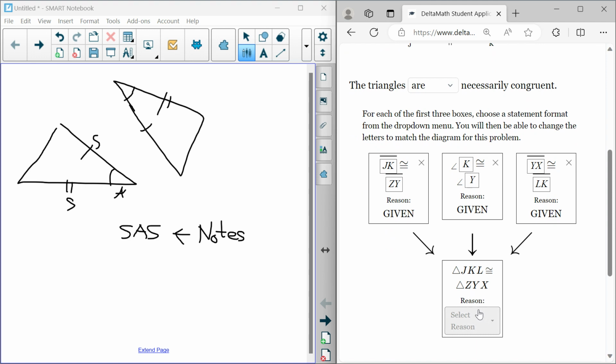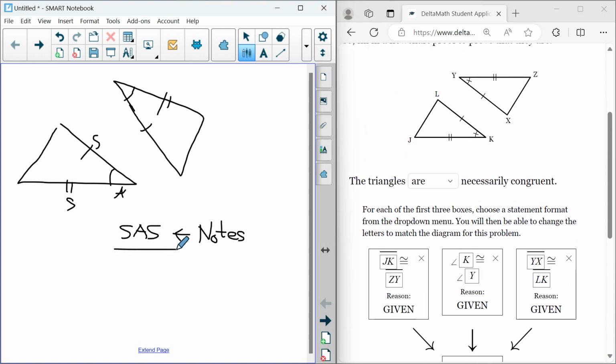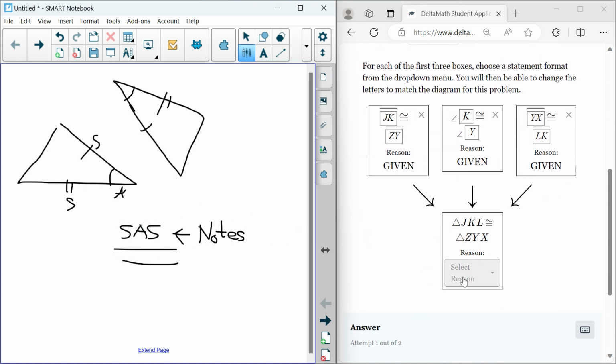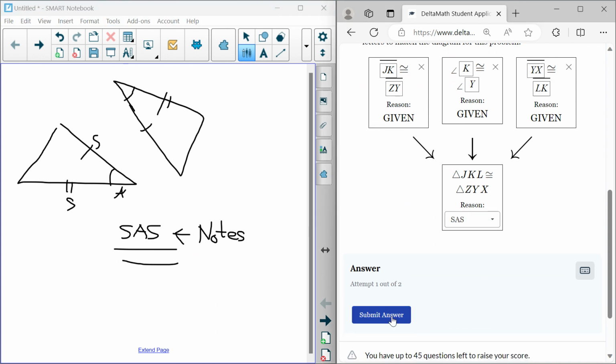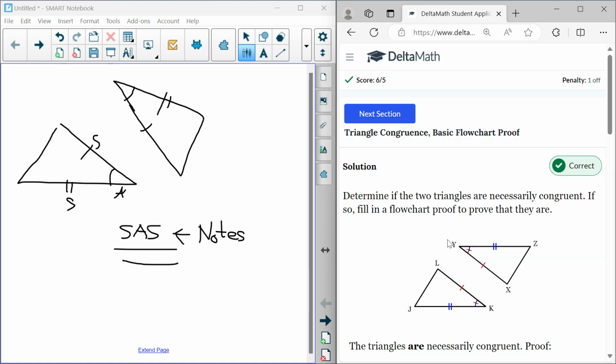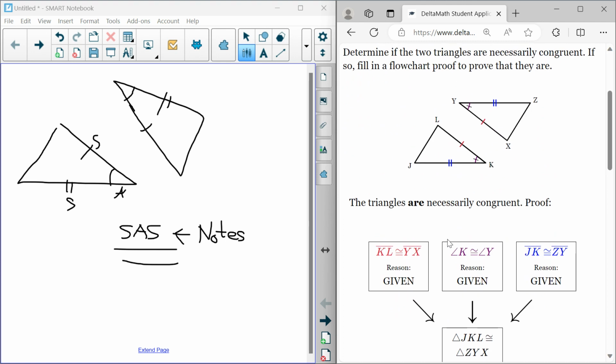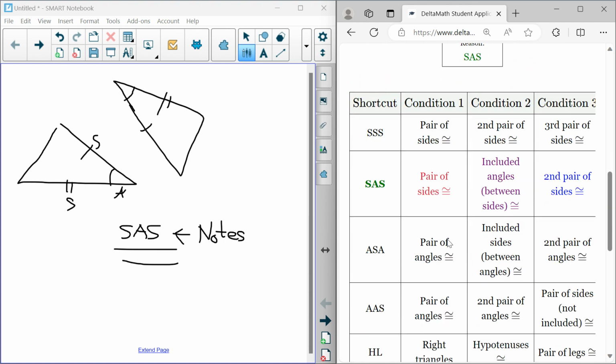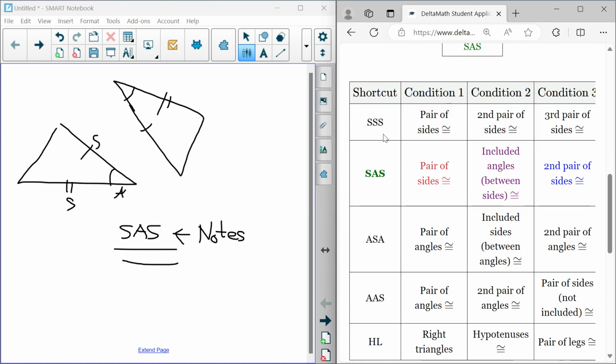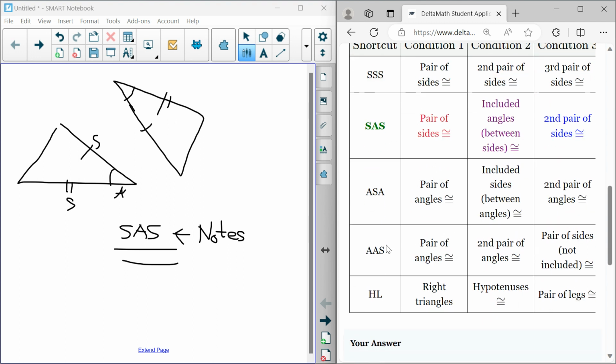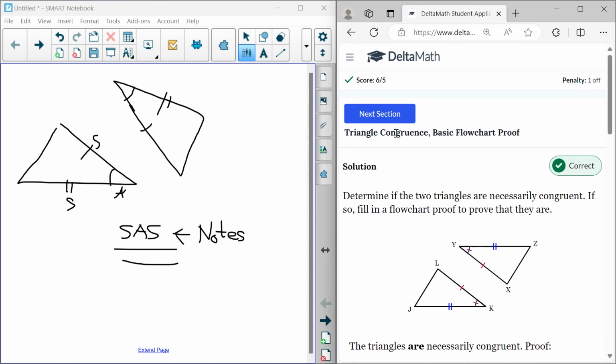After that, we just want to identify the reason. And we identified the reason. We said it was SAS before we even started. So we're going to select SAS from our options, hit submit. You're going to want to do a handful of things like that. Watch out. Check that you're meeting all the necessary conditions for side, side, side, side, angle, side, angle, angle, side, or hypotenuse leg. Check that you're meeting the necessary conditions.